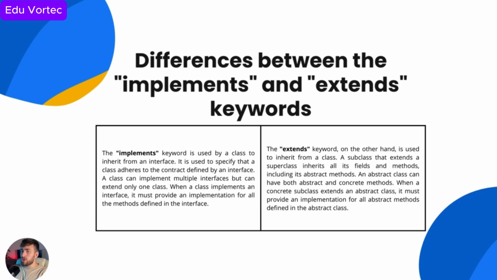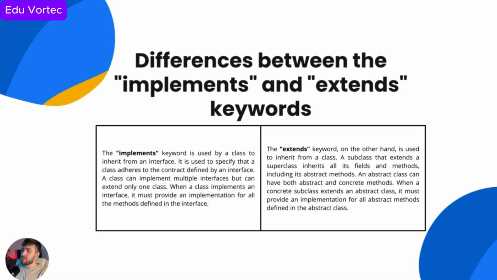The implements keyword is used by a class to inherit from an interface. It is used to specify that a class adheres to the contract defined by an interface. A class can implement multiple interfaces, but can extend only one class. This is important. When a class implements an interface, it must provide an implementation for all the methods defined in the interface. The extends keyword, on the other hand, is used to inherit from a class.